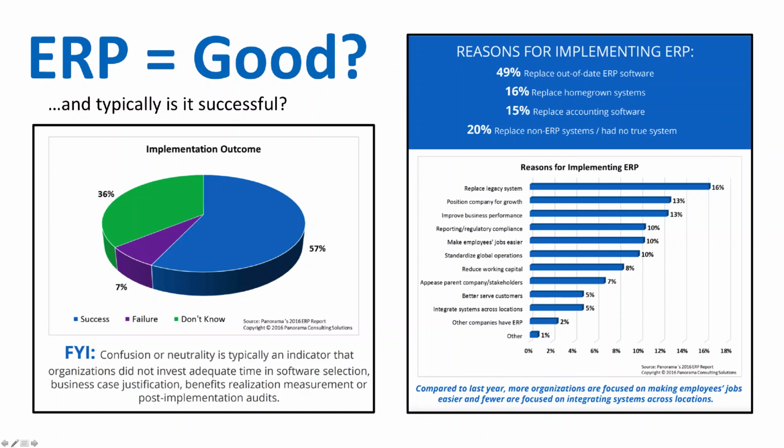The implementation outcomes, you can see that success in 57% of cases, failure in 7% of cases, and 36% is a don't know, which usually means partially successful. So quite a lot of success, but if you hear people talk about ERP, they'll still say occasionally there are big failures. So we will look at why these things fail and how you can implement them properly in a separate section.